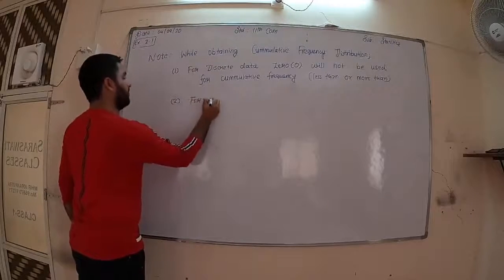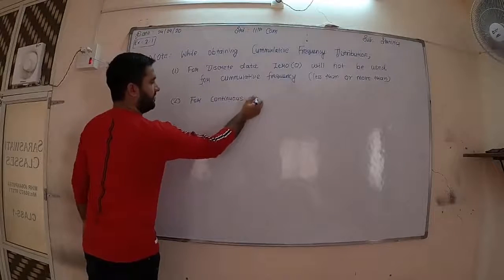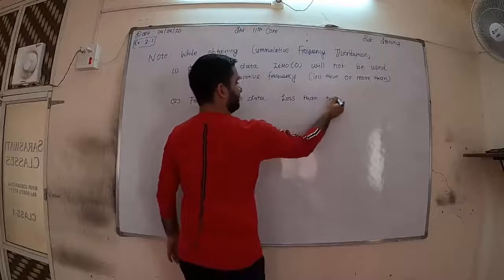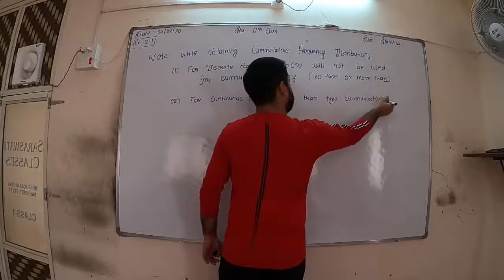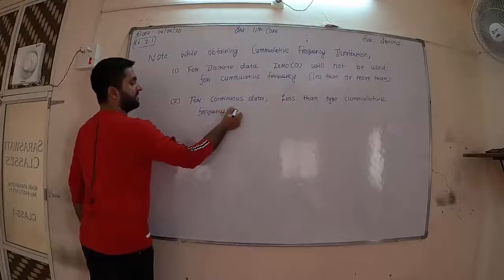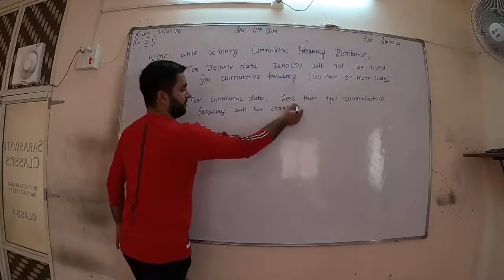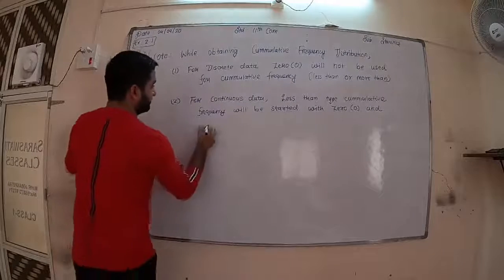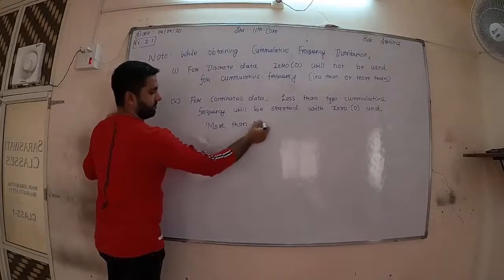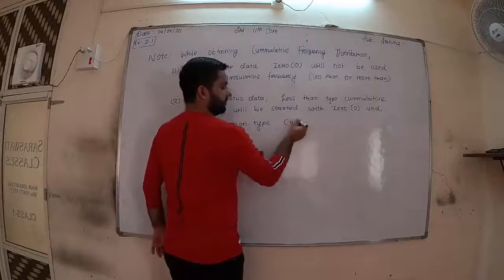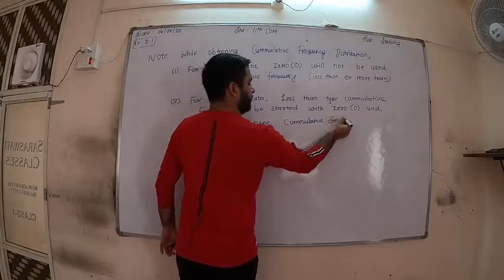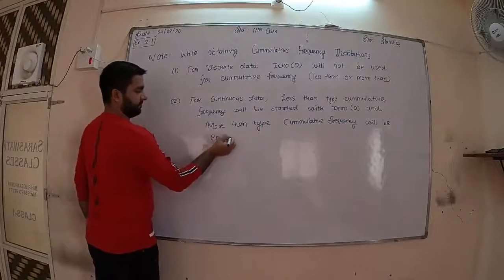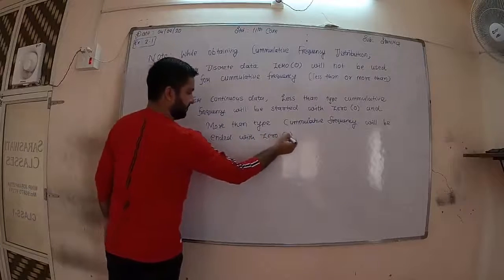Number two, for continuous data, less than type cumulative frequency will be started with 0, and more than type cumulative frequency will be ended with 0. I may repeat.